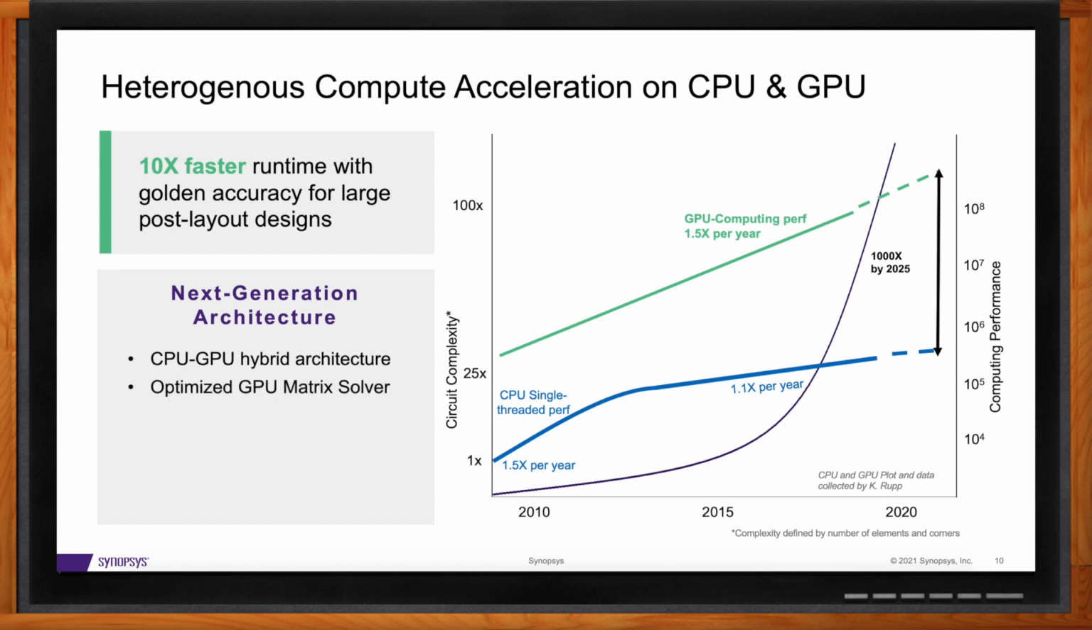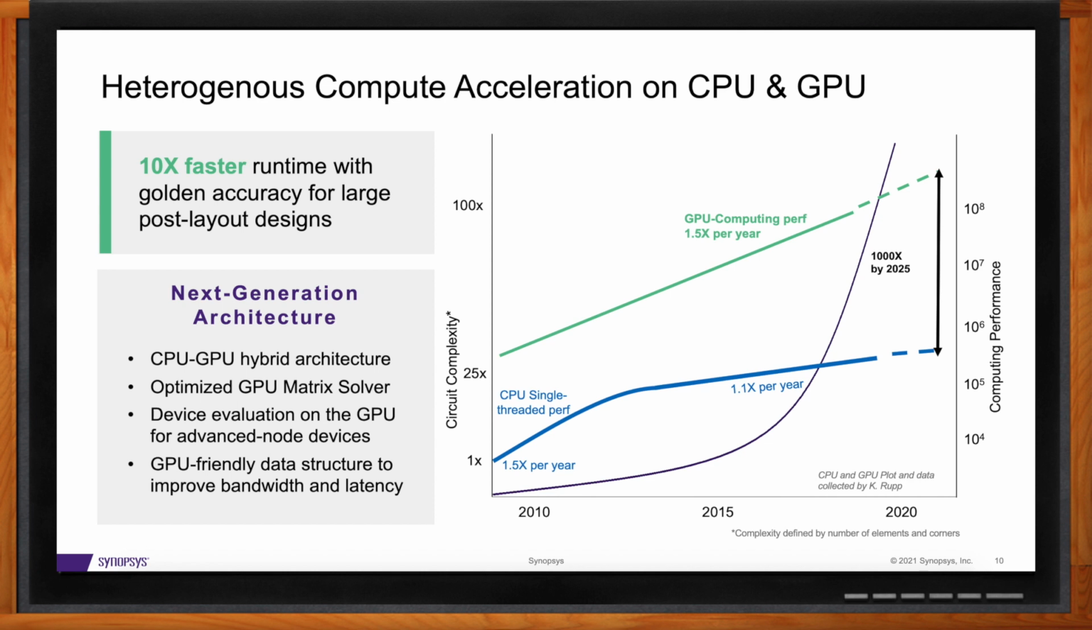They are improving by about 1.5x per year. And it's said that by 2025, GPUs will be 1000x faster than CPUs. So it really makes sense that we port the simulation technology to the GPU. And simulation consists of 2 main steps that are repeated at every time step of the simulation.